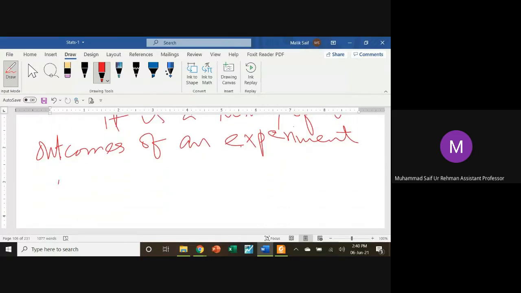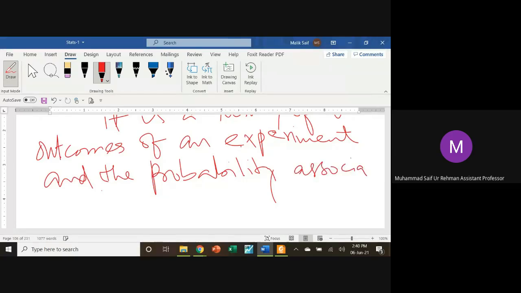And the probability associated with each outcome. So basically probabilities are there, and we are interested in providing that information in form of a table where we basically distribute the probabilities in some specific format. So this is called the probability distribution.